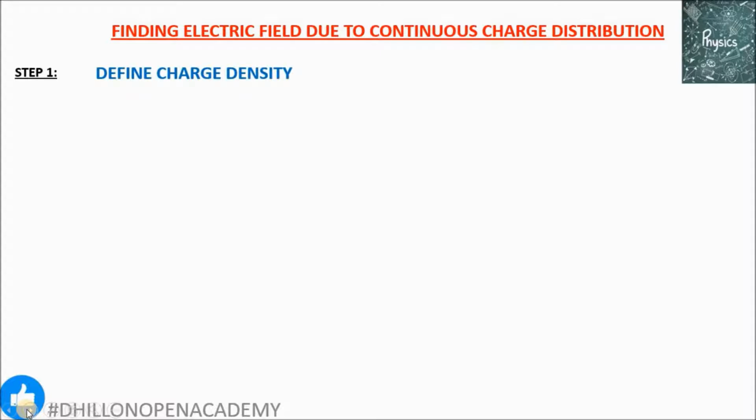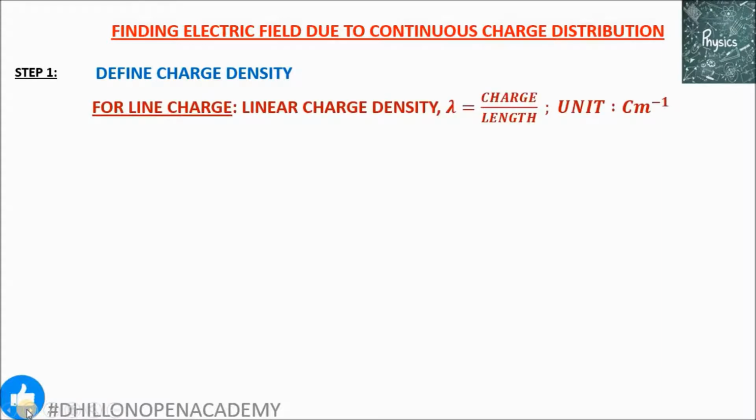The first step is to define what we call the charge density. For line charge, we define linear charge density, which is the total charge divided by the total length of the line on which the charge is present. In SI units, it is measured in coulomb per meter.